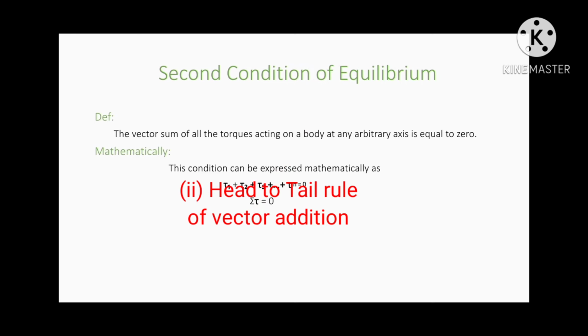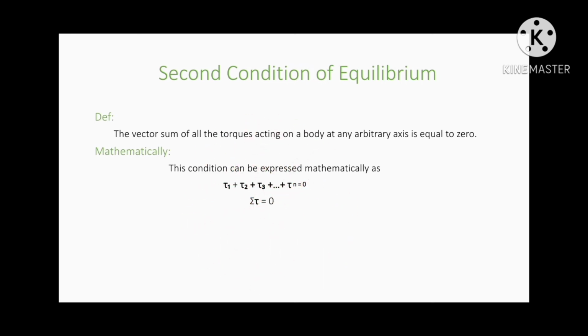And the second point which we have noted here is the torque. Actually, torque can be defined as the turning effect of the force. Mathematically, it is the product of the force and moment arm. And arbitrary means random. And arbitrary axis means any axis. Means we can take any point as the axis. There is no specific point which we shall take as the axis.